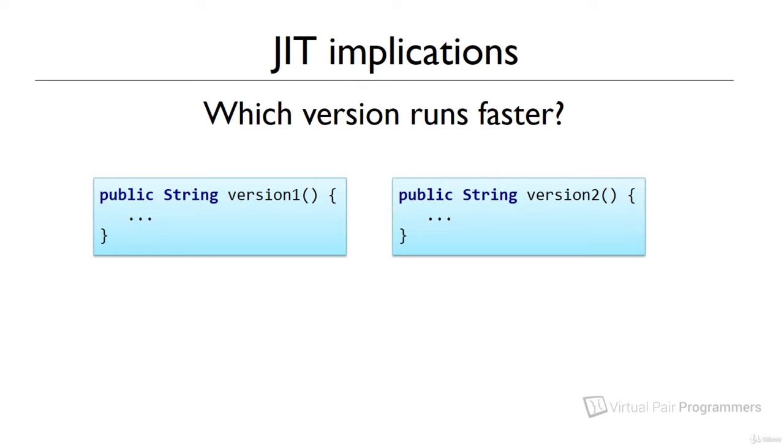So we want to know which of the methods or code blocks in an application that we've written are being compiled when the application runs. Well, there's a JVM flag we can use to find that out.